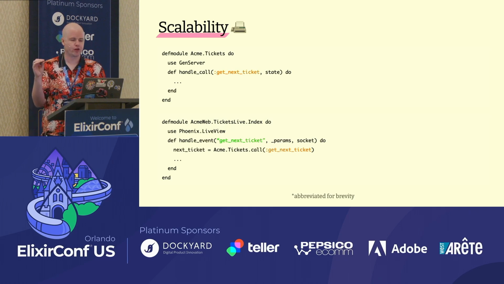And then whenever you want to call that API, that Tickets module or process, let's say you're doing this from a LiveView, maybe the user is hitting a button and the event is get next ticket. All we have to do is call that process, which will return the new state, and we'll get our new ticket and do some stuff with that.